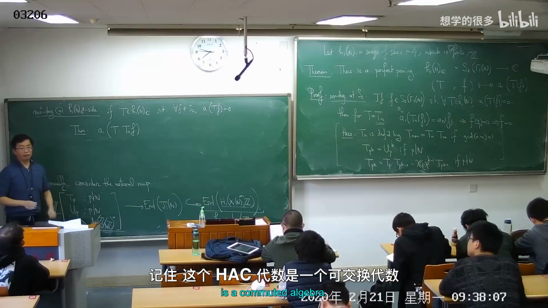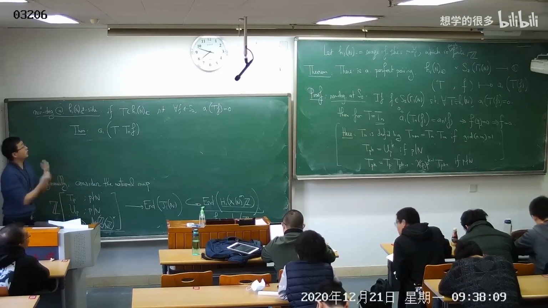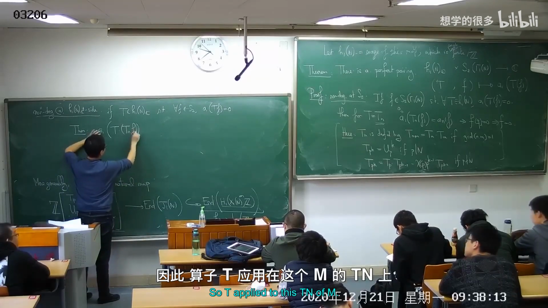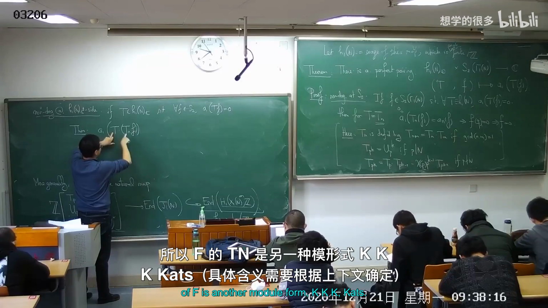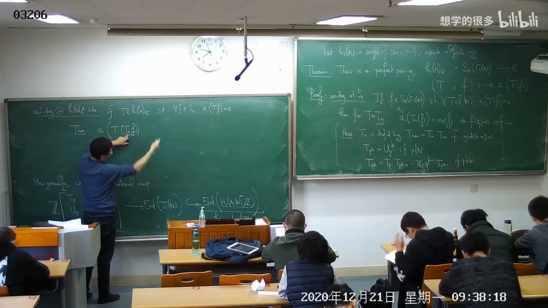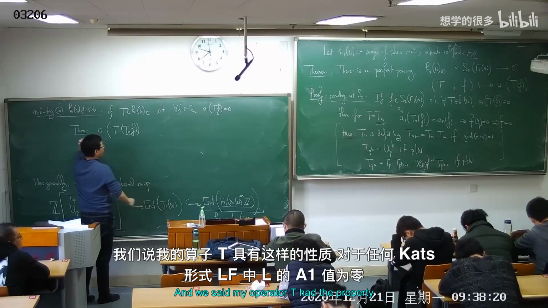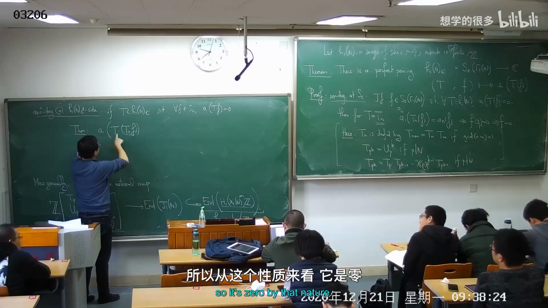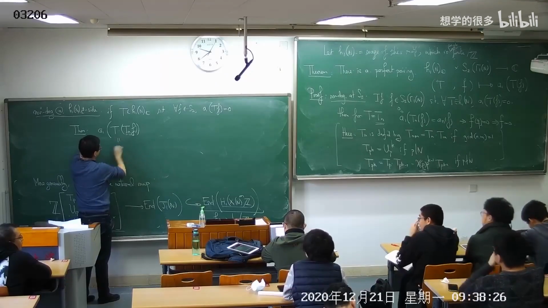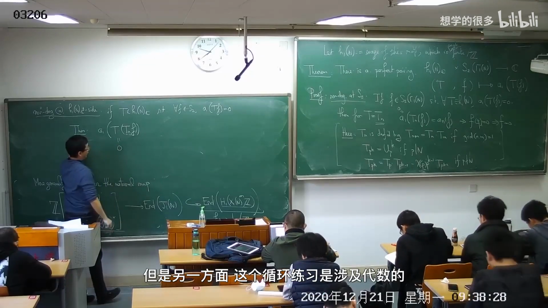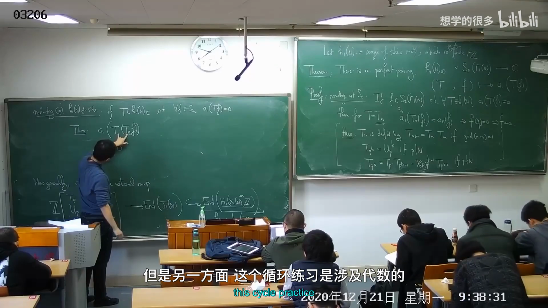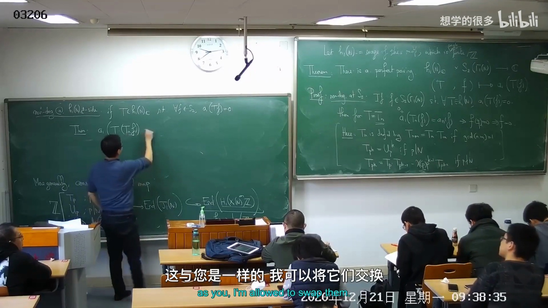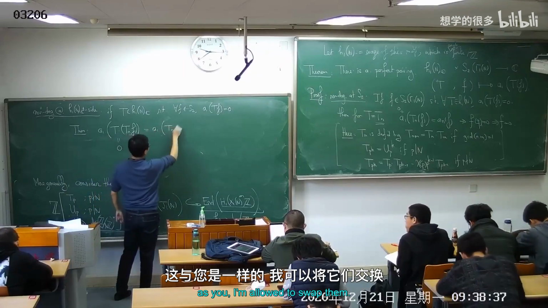Remember, this Hecke algebra is a commutative algebra, right? So anyways, I first do this. T applied to this Tn of f. So Tn of f is another modular form, a cusp form. And we said my operator T has the property that for any cusp form, A1 of T of that is 0. So it's 0 by definition. But on the other hand, this Hecke algebra is commutative, so I'm allowed to swap them.